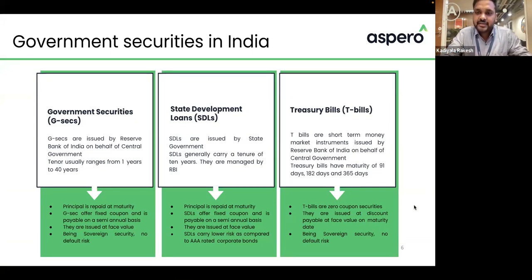And coming to treasury bills, they are short-term money market instruments issued by the Reserve Bank of India on behalf of the central government. Treasury bills have a maturity of 91 days, 182 days, and 365 days. So T-bills are zero coupon securities. They are issued at a discount, payable at face value on the maturity date. Being a sovereign security, there is no default risk that you can see in treasury bills.